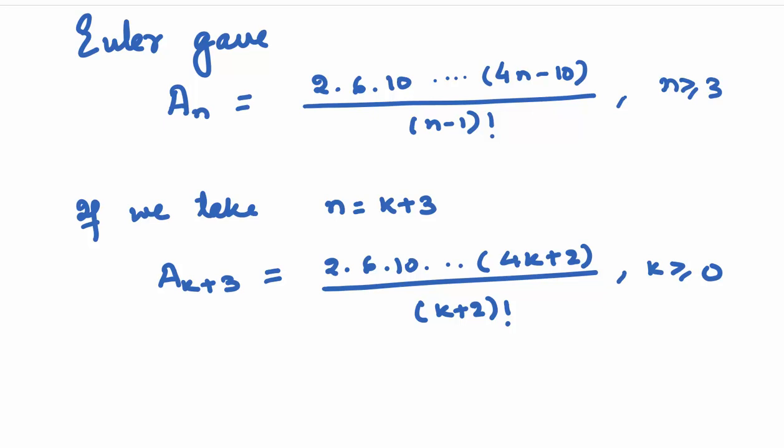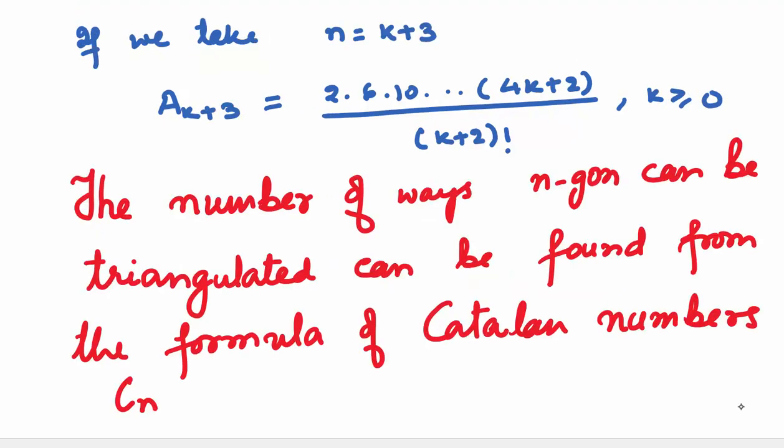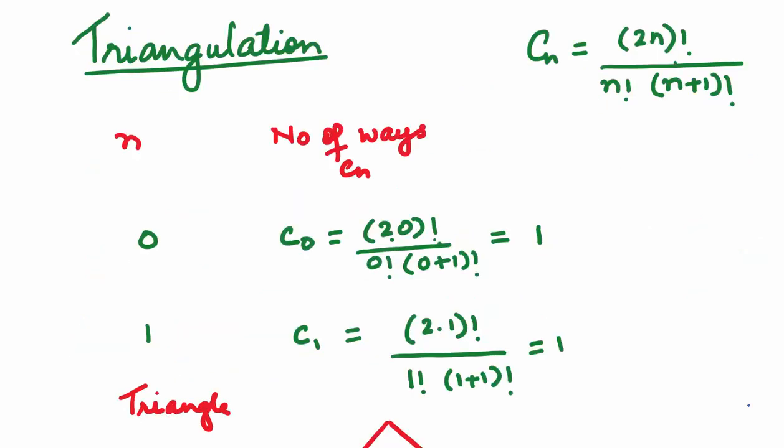But if you take n is equal to k plus 3, you can start from the value 0. So for k greater than or equal to 0, where n is k plus 3, a_(k+3) becomes 2 into 6 into 10 and so on, into 4k plus 2, upon k plus 2 factorial. The number of ways in which an n-sided polygon can be triangulated can be found from the formula of Catalan numbers Cn. Let's try to understand triangulation. Now, you've already seen Cn is nothing but 2n factorial upon n factorial into n plus 1 factorial.